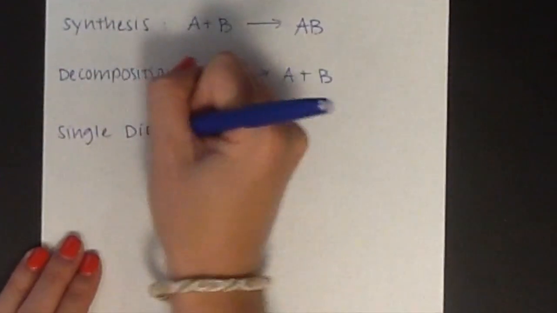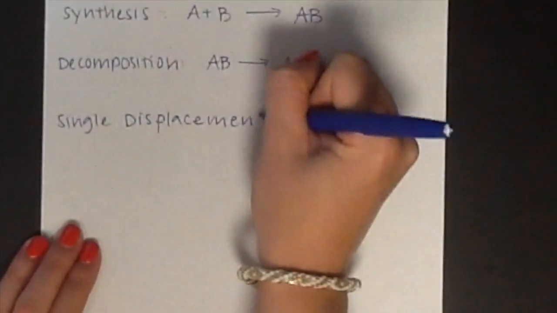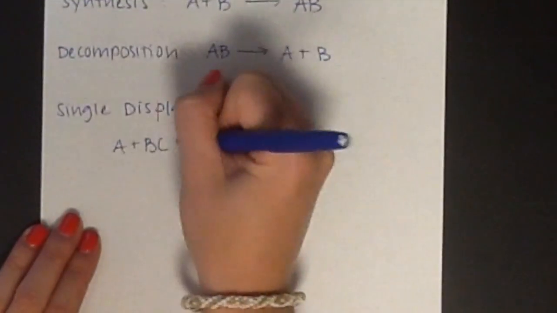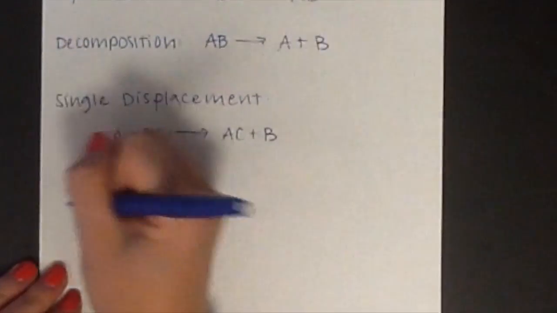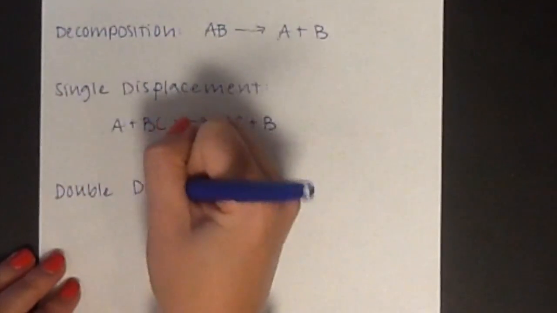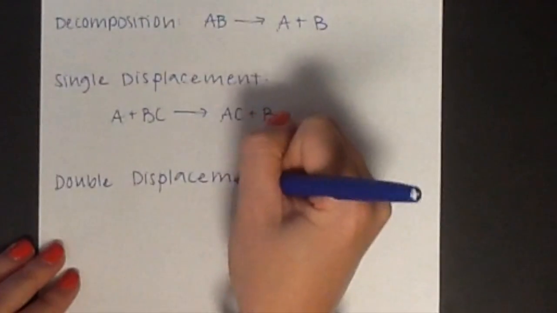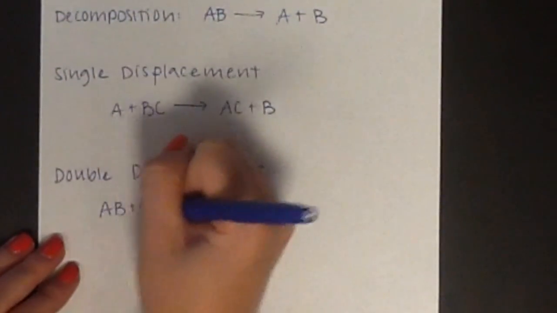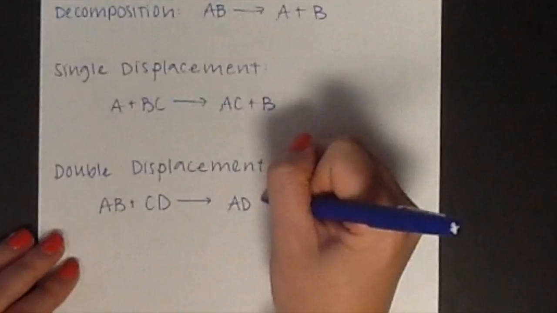Next is a single displacement reaction. The general equation for this is A plus BC goes to AC plus B. Lastly is a double replacement reaction. The general equation for this is AB plus CD goes to AD plus CB.